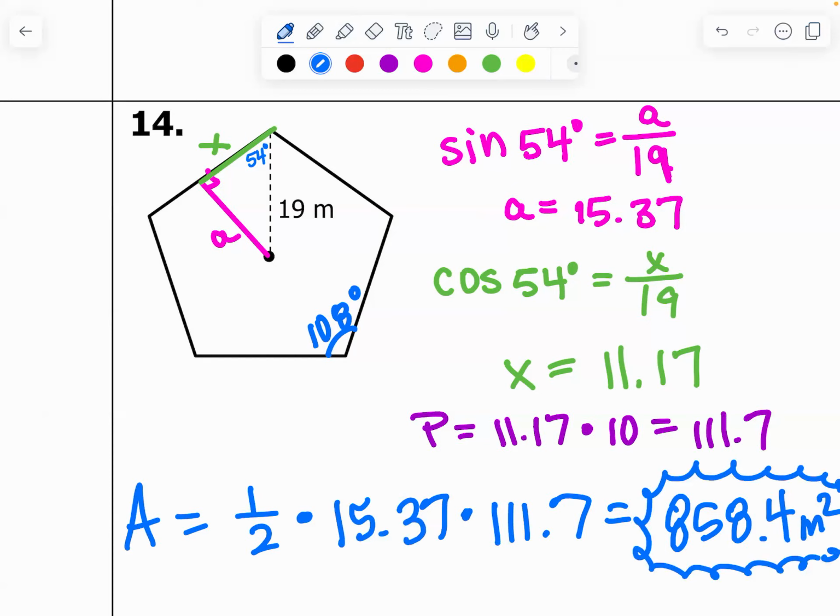Wait, what setting is the calculator supposed to be on?